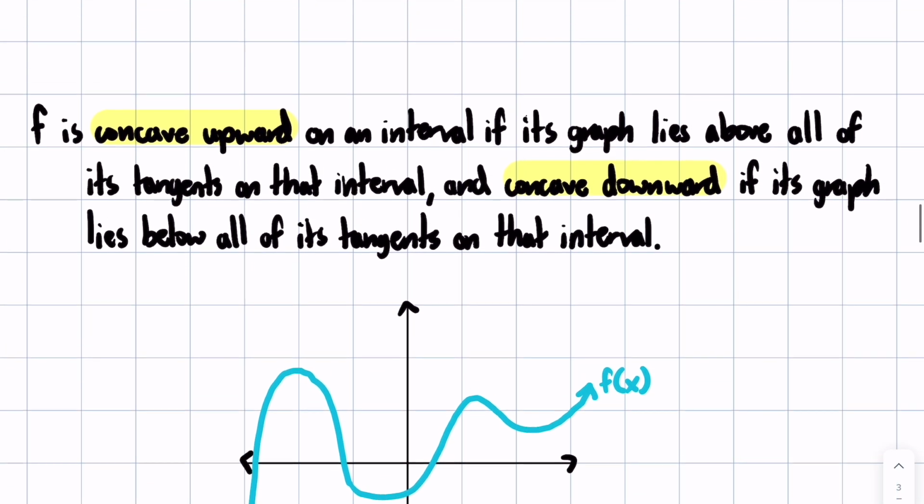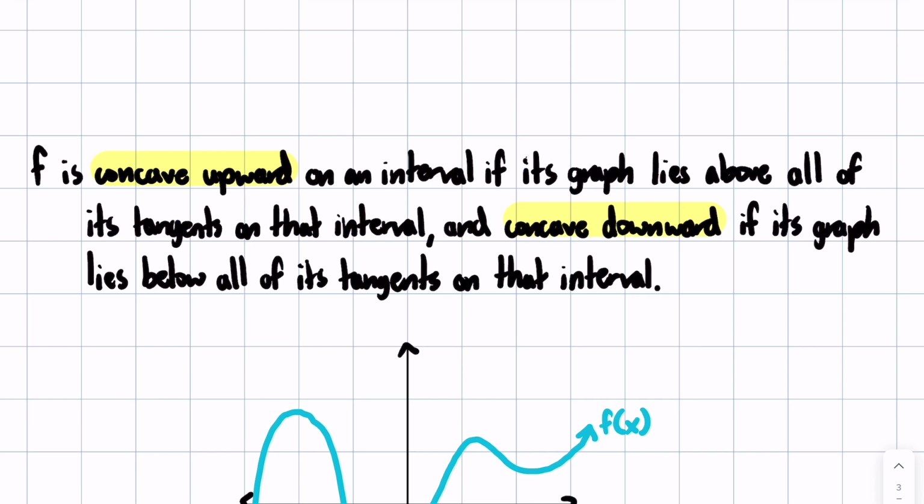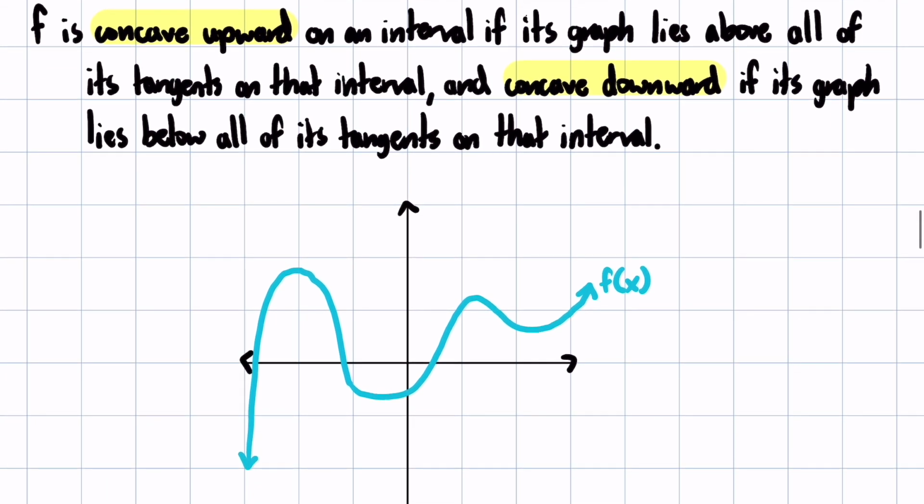The next thing we're going to talk about is concavity. So basically, concavity is this idea that it's concave upward on an interval if its graph lies above all of its tangents, and concave downward if the graph lies below all of its tangents. So let's get some intuition on this by just drawing some tangent lines.